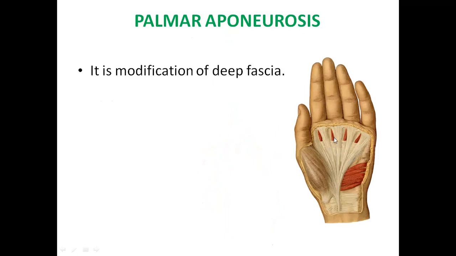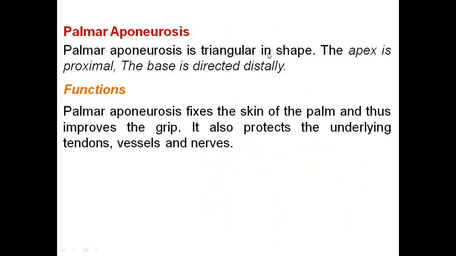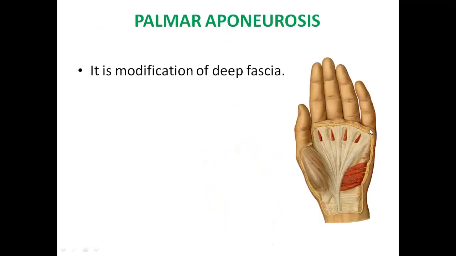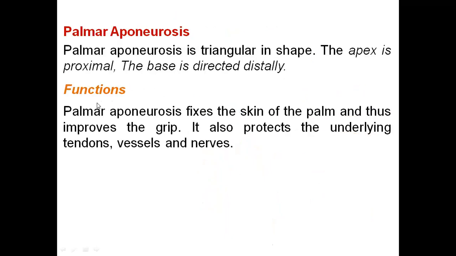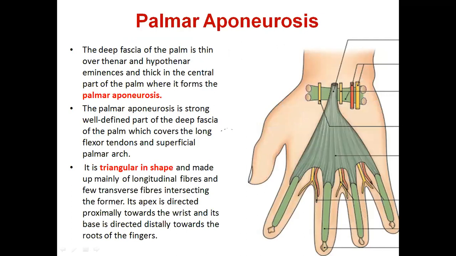It is a modification of deep fascia in the palm. The palmar aponeurosis is triangular in shape. Its apex is here and base is here. The apex is proximal and the base is distal. The functions of the palmar aponeurosis are that it fixes the skin of the palm and thus improves the grip. It also protects the underlying tendons, vessels and nerves. We will see everything. Now let us discuss the palmar aponeurosis in detail.